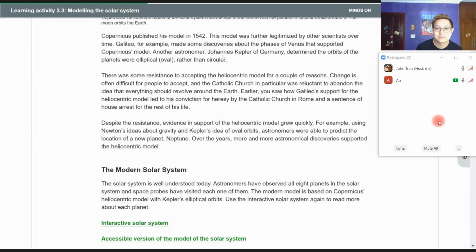Another astronomer, Johannes Kepler of Germany, found that the orbits of the planets were elliptical rather than circular. So basically, it's not a circle, it goes in an oval shape, or elliptical. Sometimes the Earth is nearer to the Sun, and sometimes it's further from the Sun, because of this oval shape. And that explains why some times of the year are hotter than other times of the year.